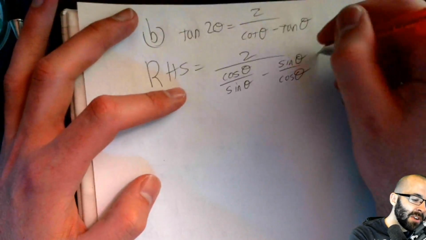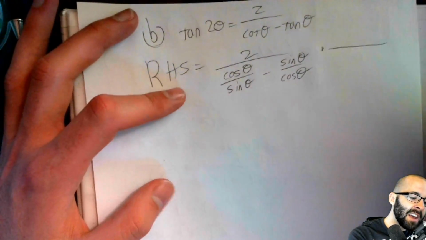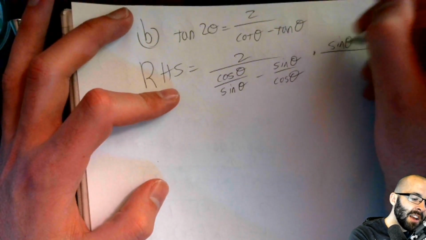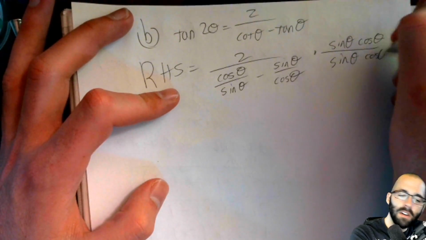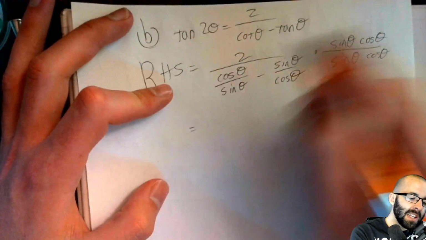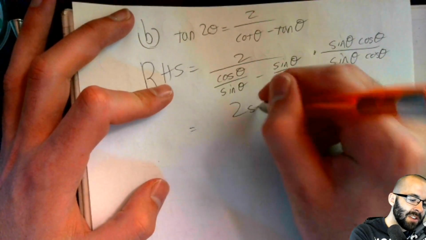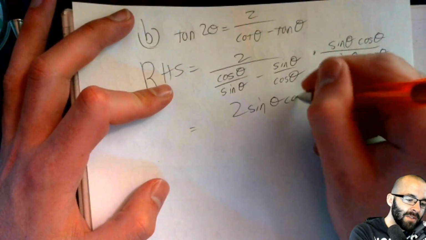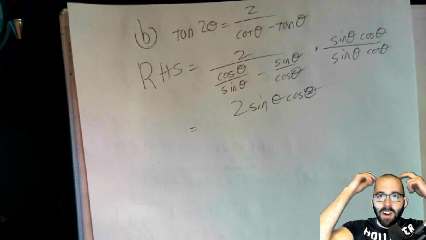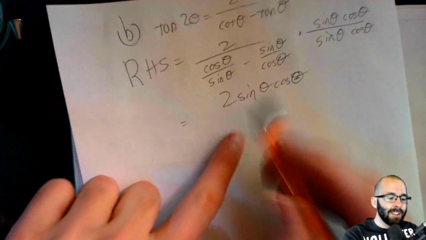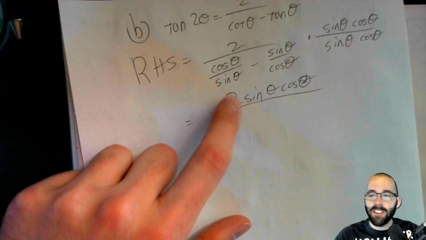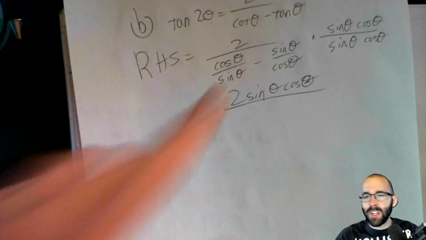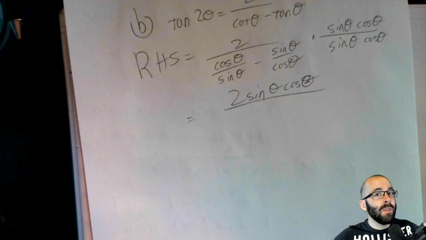Complex fraction. How do we get rid of complex fractions? We multiply by the LCD. The LCD is sine of theta times cosine of theta. So on the top, well, that's easy. 2 times that is just 2 sine theta cosine theta. Again, alarm bells going off in the head. 2 sine of theta cosine of theta. That's a double angle identity. This is sine of 2 theta. But just recognize it. Maybe we don't want to do that.